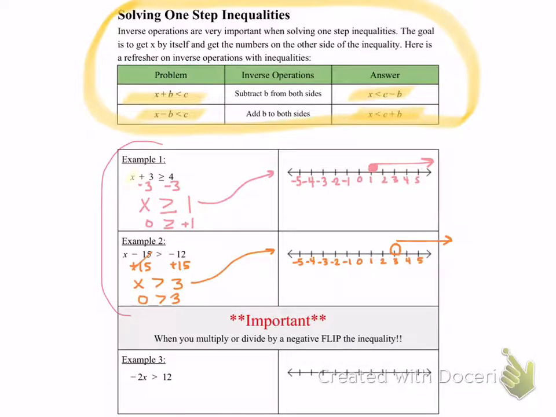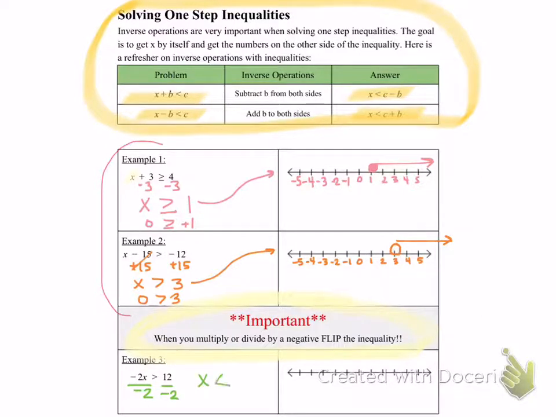And at this bottom part, you can see this is super duper important. When you multiply or divide by a negative, you must flip the inequality sign. Okay, you have to. Okay, so if we do the next problem, we can see that we've got negative 2x is greater than 12. Well, to get rid of that negative 2, we have to divide. So we're dividing by negative 2 on both sides. And because we did that, we have to flip that inequality sign. So we have our x still.